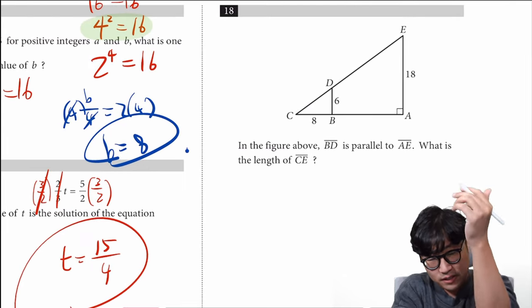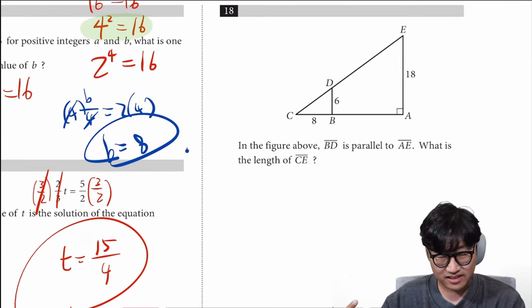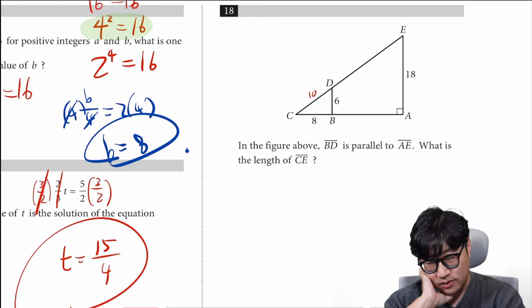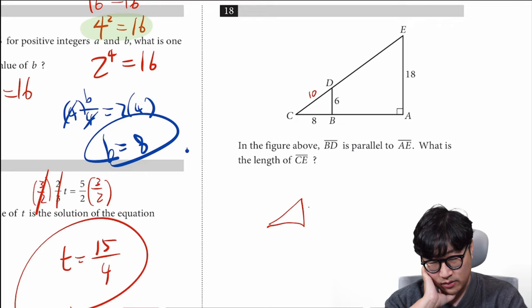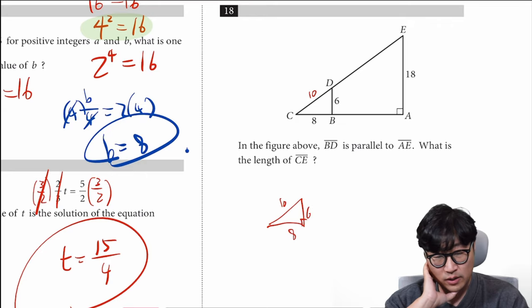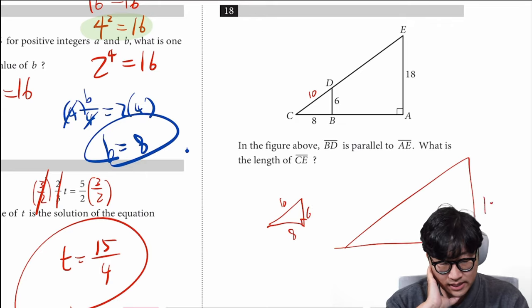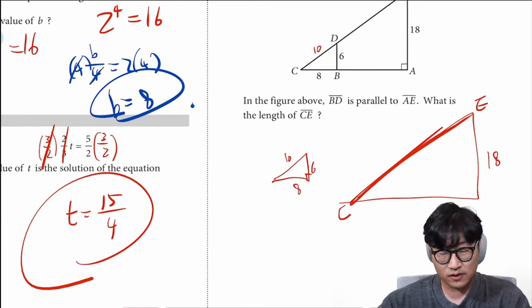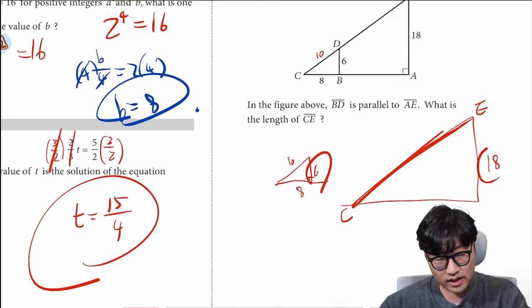Number 18, BD is parallel to AE. Cool story, Briar. It already looks like it. So what is the length of CE? So if you look at it, well, first of all, that should be a 10, right? Because a small triangle, 6, 8, 10, 3, 4, 5, you should really know that. And the big one, this is 18. I don't know what this is, but that's what I'm looking for, the CE, right? But this is just simple proportions. 6 to 8, that's triple.